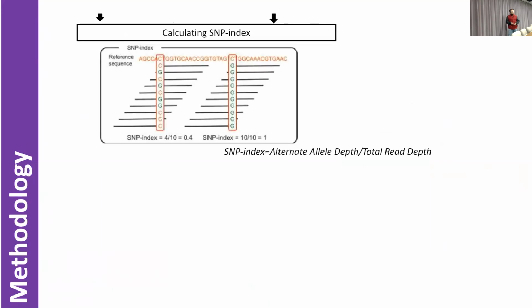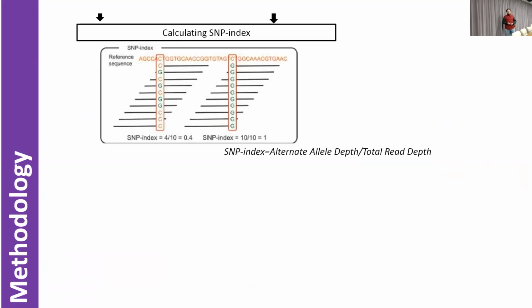Here I just want to focus on what the SNP index means. The SNP index is calculated by dividing the alternate allele depth by the total read depth. What alternate allele depth and total read depth mean can be seen here in the figure. We can see the reference sequence in orange color, and in the vertical lines, there are 10 reads.